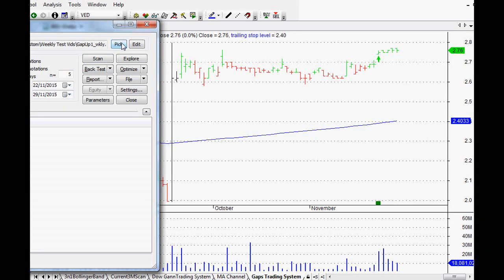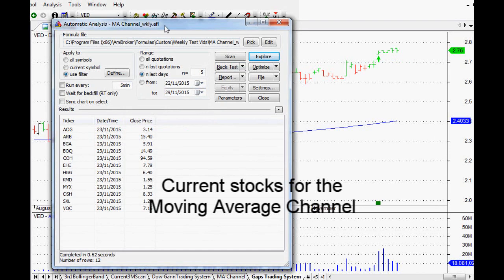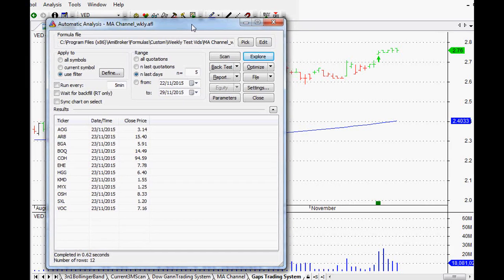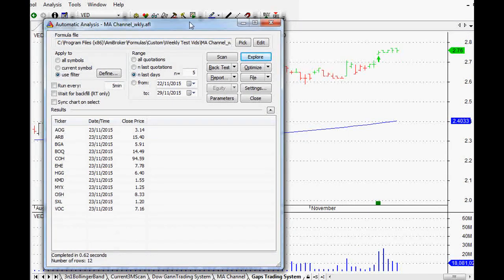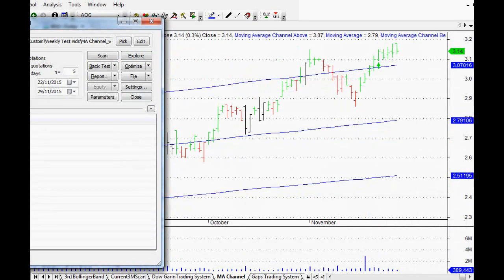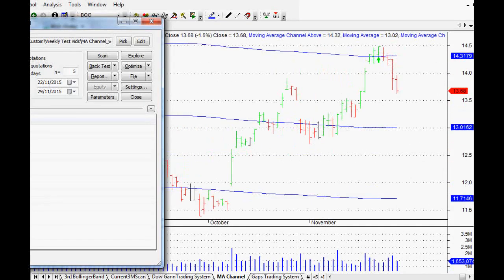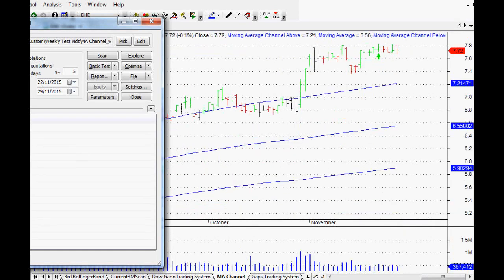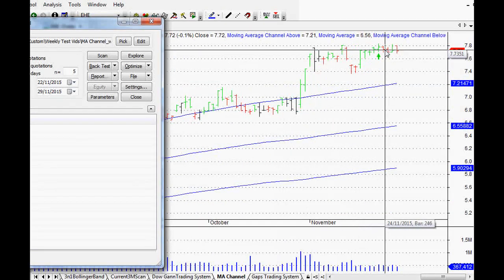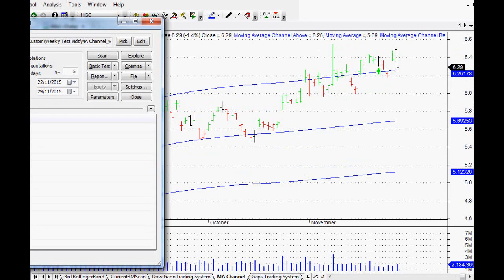The next one is the moving average channel. And if we just do a quick explore of that one as well, over the last 5 days. Now, this one has had its index filter turned on, so we didn't have any trades last week for this particular trading system, and now we've got a whole bunch. So if we just have a quick look at our moving average channel, we'll have AOG has got one, ARB, BGA or BIGA, Bank of Queensland above its moving average channel there, Cochlear, EHE. As you can see, it was above the moving average channel. However, the index filter is now on, so it's taken the trade.